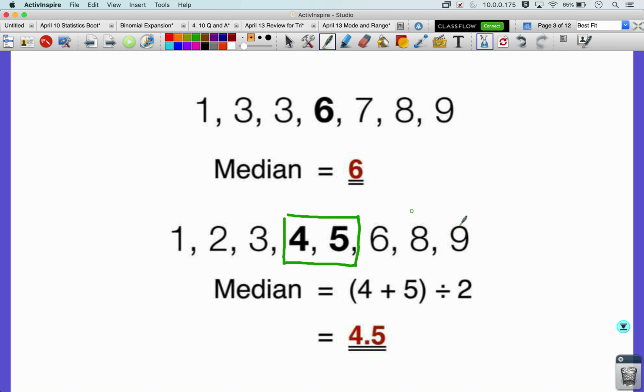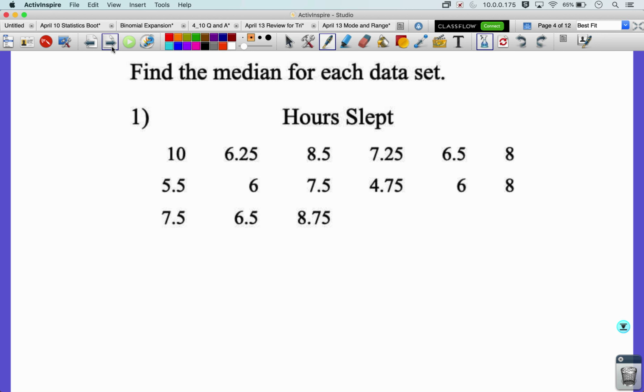So if we're trying to find the middle of this, we could come in 3 from this side and 3 from this side. And we would see that 4 and 5 are both in the middle, so we just split the difference and make it 4.5. A way to always find the middle of two numbers is to add them together and divide by 2.